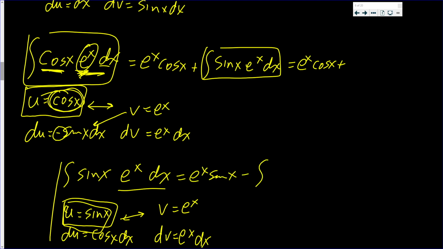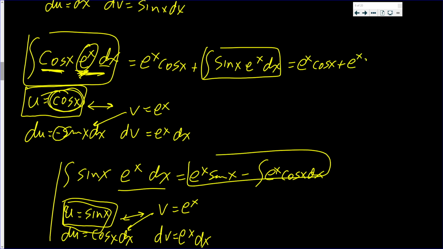minus the integral of v du. E to the x cosine x dx. So I'm going to take this and put it up here. E to the x sine x minus the integral of e to the x cosine x dx. And then I'm like, you mean I have to do integration by parts again? No, no. This is equal to the original integral.